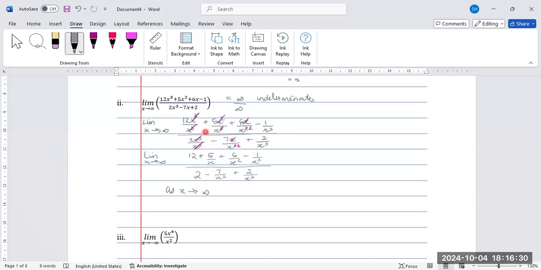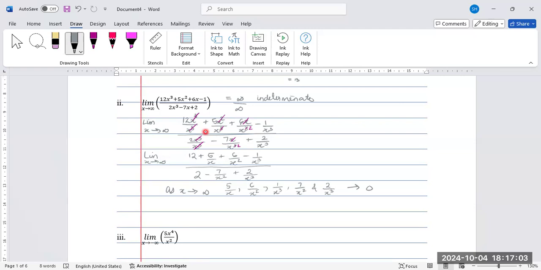Kenneth, unmute, please. Sir, if you don't write this too, you'll lose a mark. I know, remember that one there. All right, then cool. 1 over x cubed, 7 over x squared, and 2 over x cubed. Each of them tends to 0.